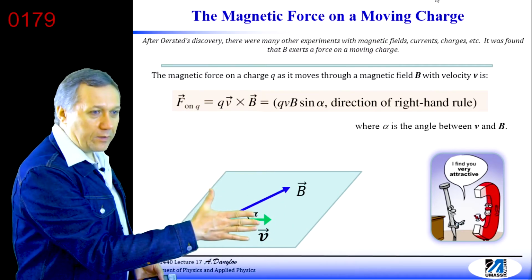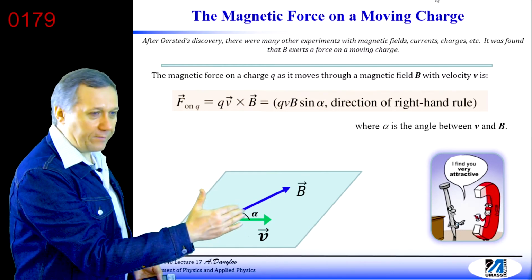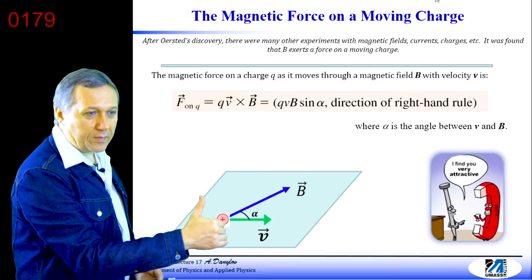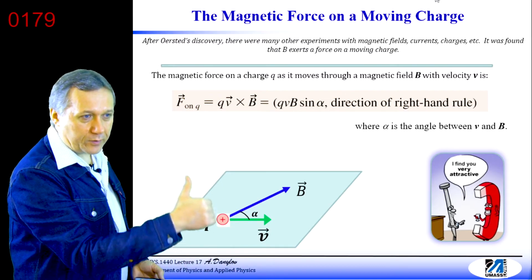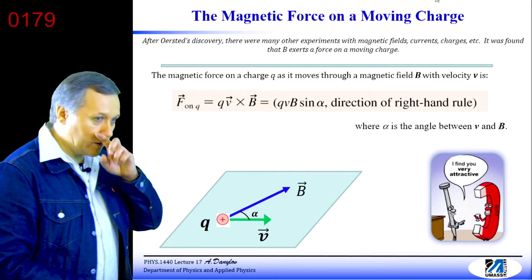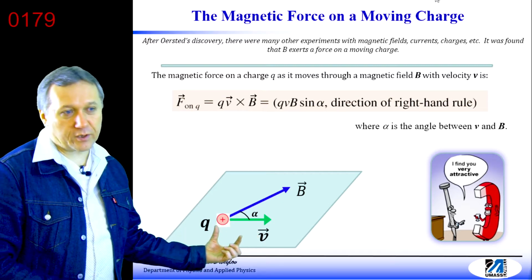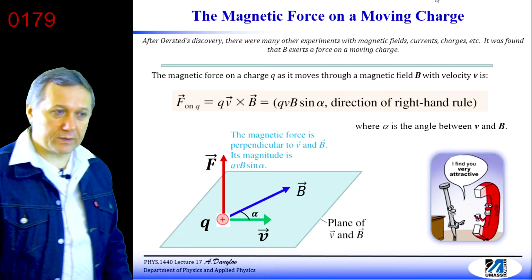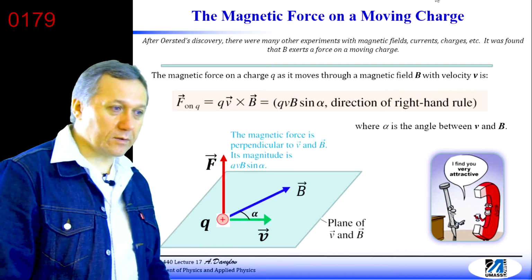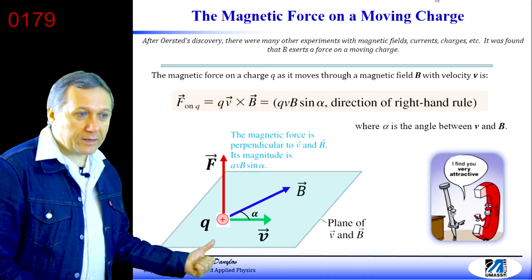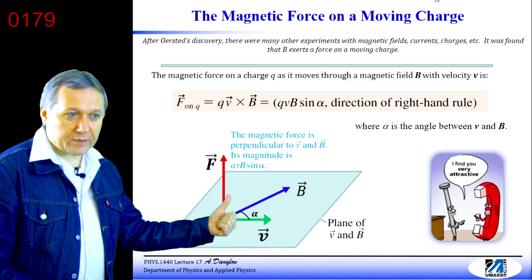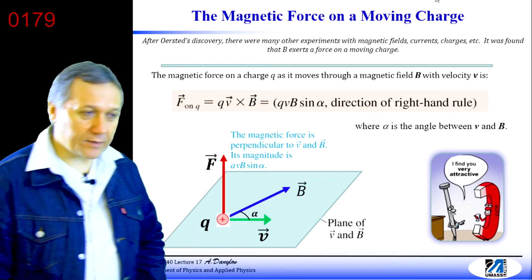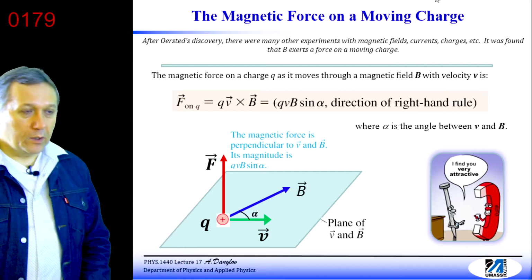So V that way, B, so I have to bend my fingers that way in the direction of the magnetic field, and then my thumb gives me the direction of the cross product. It's up. And then a quick look at the sign of the charge. Charge is positive, so that direction is the correct direction for the magnetic force. But if we had a negative charge, the force F would be downward. We would flip that direction.